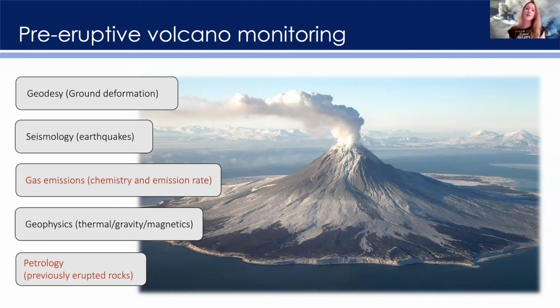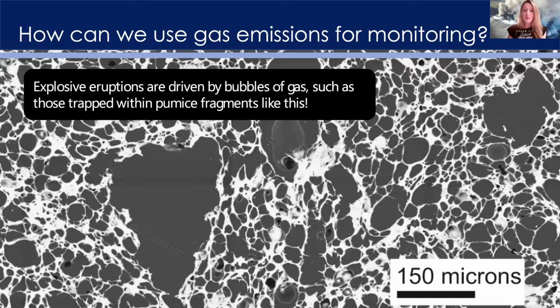And you can learn a lot by looking at the chemical properties of previous rocks. But we're going to focus today on the gas emissions. Next slide, please. So explosive eruptions, I already mentioned this, are predominantly driven by bubbles of gas trapped within the magma that build up pressure, cause the magma to expand quickly, and this drives the explosivity.